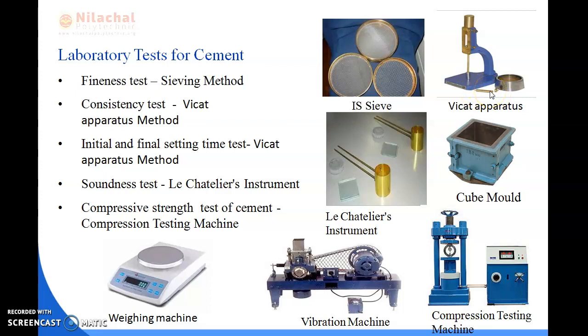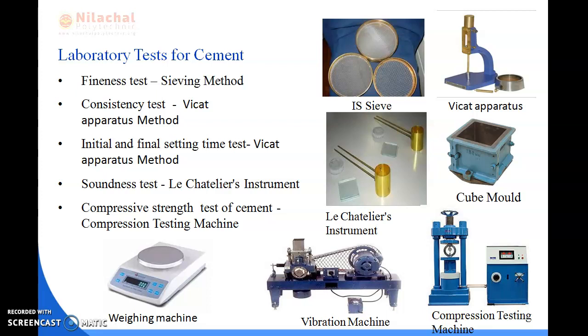And this method is mainly done to determine the percentage of water required for preparing the cement paste of standard consistency. Okay, this test is conducted to find how much percentage of water is required to prepare the cement paste. So this test is done by the Vicat apparatus method.